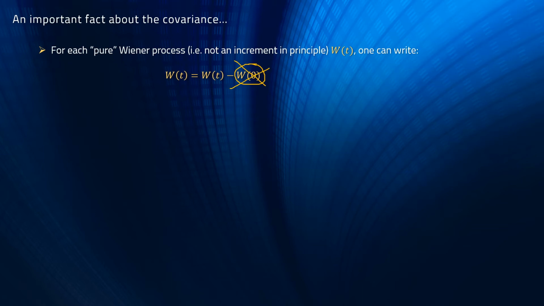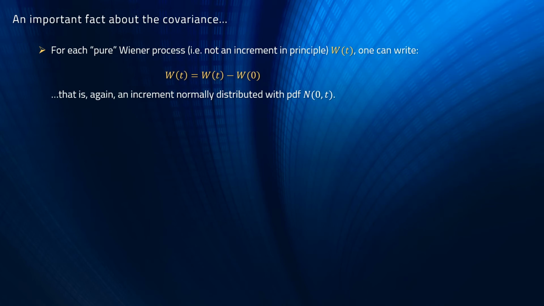But in any case, this is useful if we want to convert this into an increment, because this is also an increment with respect to the Brownian motion. Sure, this is an increment with respect to the first instant in time, which is 0, but it is still an increment. So again, this is an increment which is of course normally distributed with 0 mean, and in this case the variance is equal to t, since the difference in time is always t in this case.